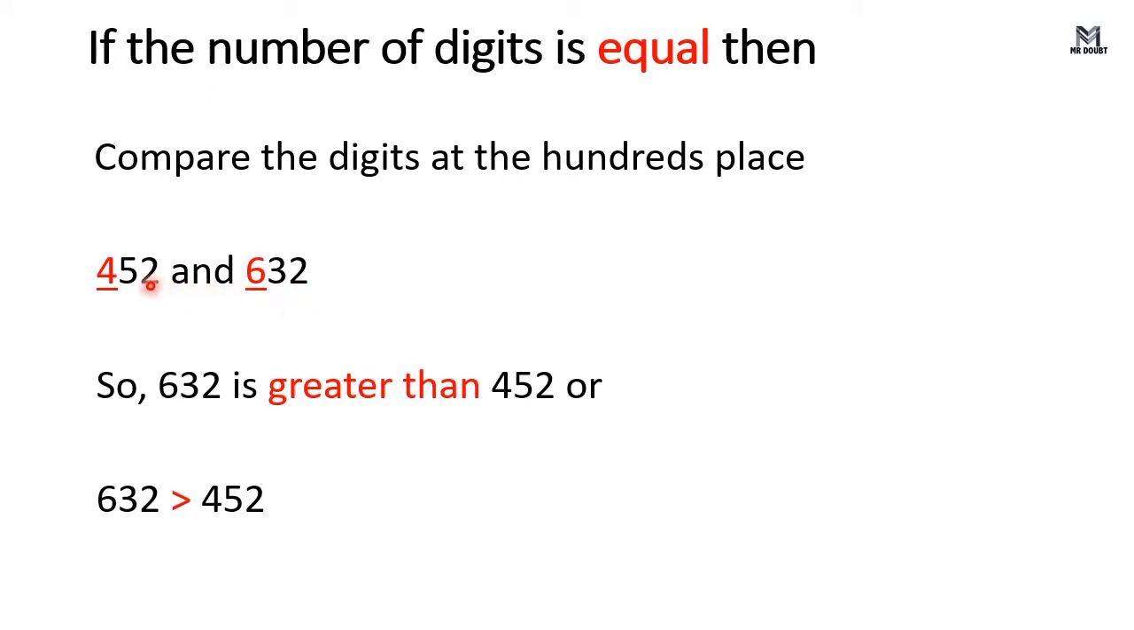So I will compare the digit at the hundreds place. Now you can see here the digit at the hundreds place in 452 is 4, and the hundreds place digit in 632 is 6, and we know that 6 is greater than 4. So this whole number, that is 632, is greater than 452. Or we can write it like this also, by putting the sign of comparison. This is the sign of greater than. Alligator's mouth, always remember the alligator's mouth. It is only open towards the bigger number, right?